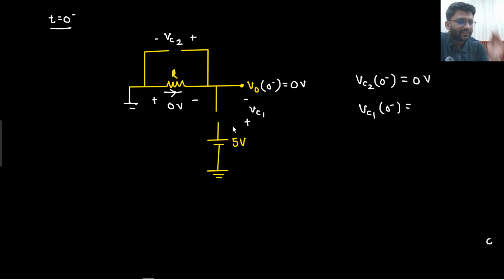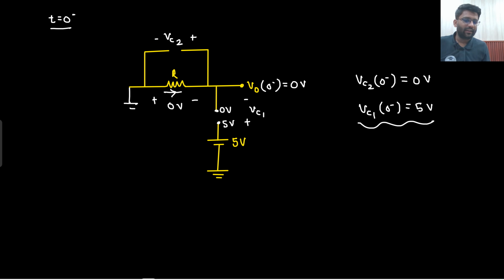Look, in the whole circuit there is 0 current, right? So this is 5 volt and this 0 volt has reached here. So this is 0 volt and this is 5 volt. Notice the direction, from down to up. So this will be 5 volt only. Say yes or no? 5 volt only. Understandable? So at 0 minus we have analyzed the circuit.